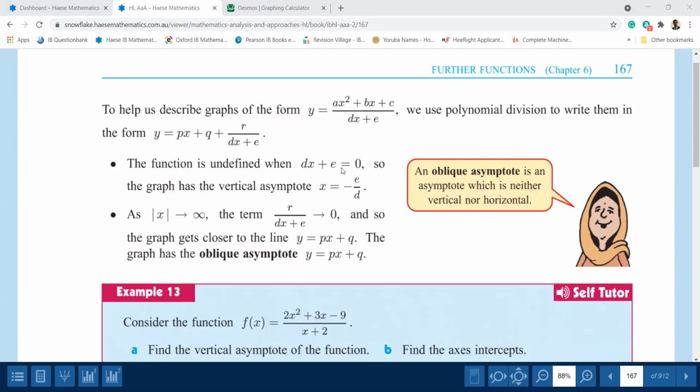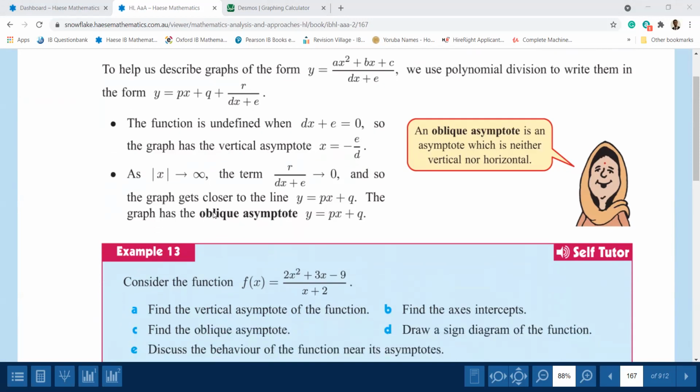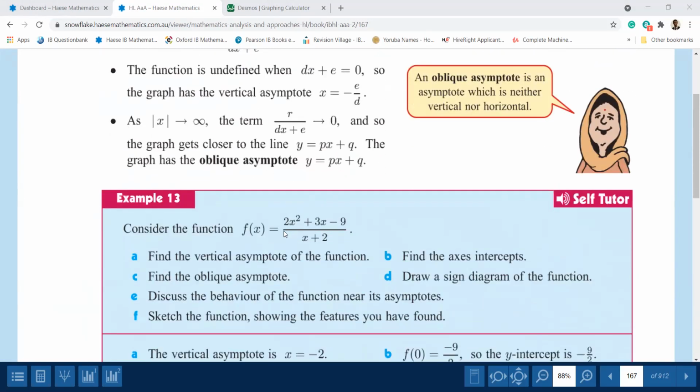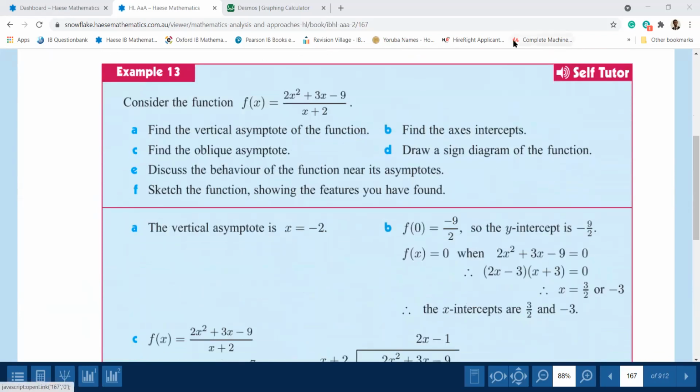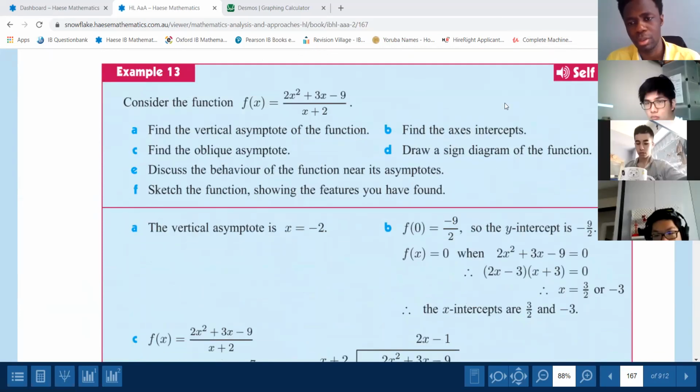Okay, the function is undefined when this is equal to 0, and that is your vertical asymptote. As x tends towards infinity, this fraction tends towards 0, like we said. Do you remember that? And so the graph gets closer to this line, which is the quotient. So this line is the oblique or slant asymptote. You can call it slant asymptote as well, but you can use the word oblique more. Are there any questions? No, not so far. All right.